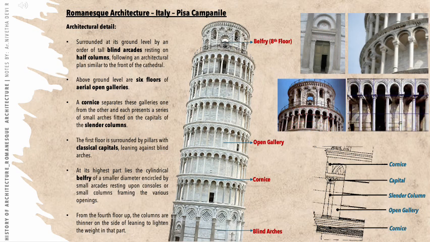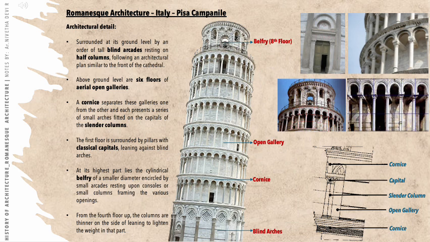Architectural detail: surrounded at its ground level by an order of tall blind arcades resting on half columns, following an architectural plan similar to the front of the cathedral. Above ground level are 6 floors of aerial open galleries. A cornice separates these galleries one from the other and each presents a series of small arches fitted on the capitals of the slender columns.